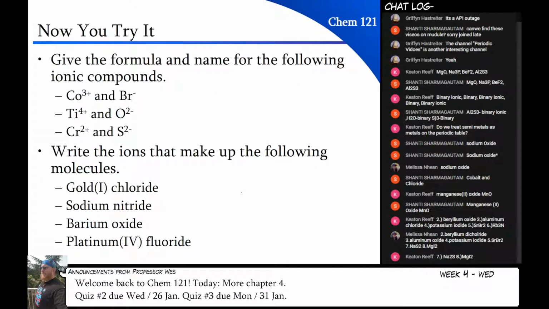All right. Let's do the next set here. So we'll go to the next page. In some cases, you have to solve for what the charge is. So for instance, if I gave you, instead of these formulas, or instead of the ions, let's suppose I gave you this. And I said, what would you call this?